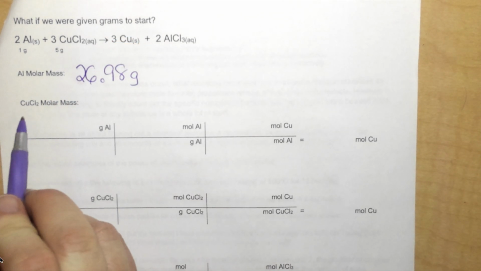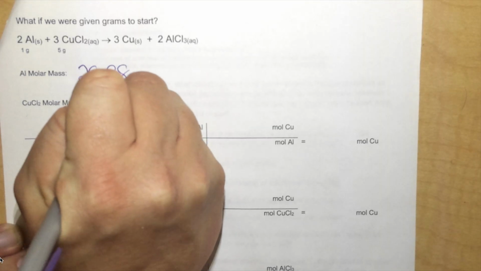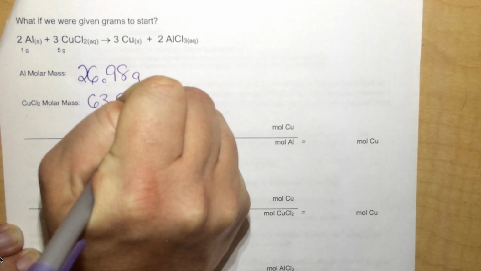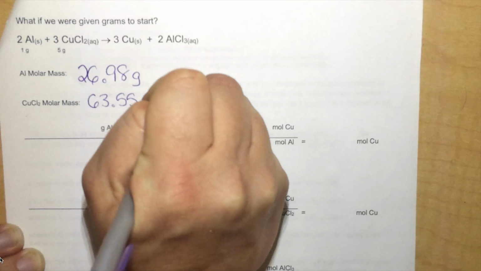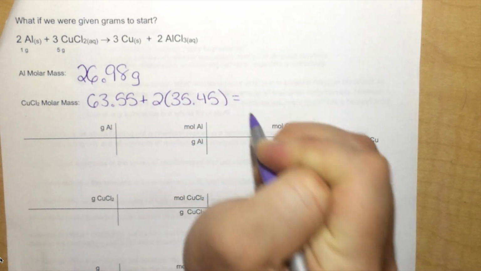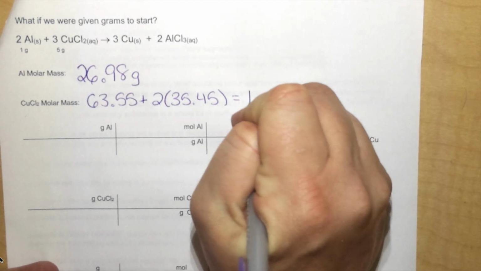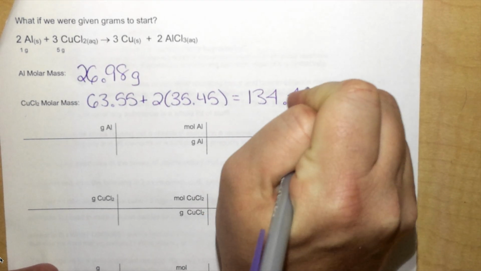Now, for copper chloride's molar mass, I need to look at my periodic table to see that copper has a mass of 63.55, plus I have 2 chlorines, which have a mass of 35.45. When we type this into our calculator, we have 63.55 plus 2 times 35.45. So the total mass of copper 2 chloride would be 134.45 grams.